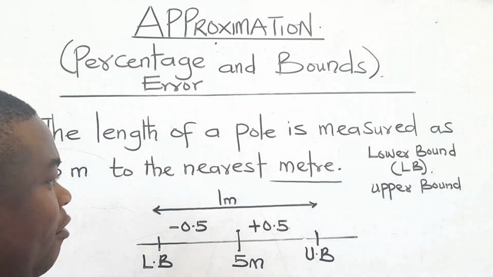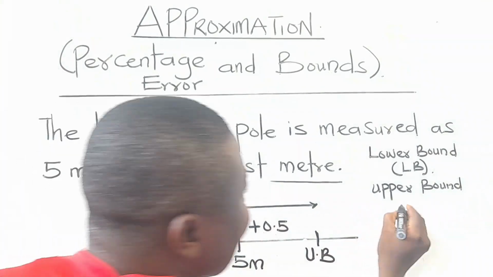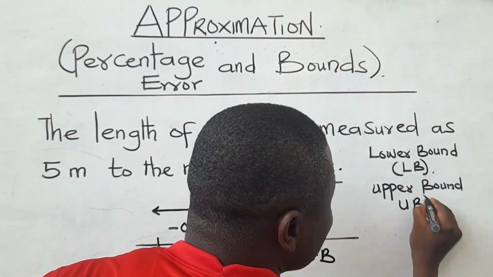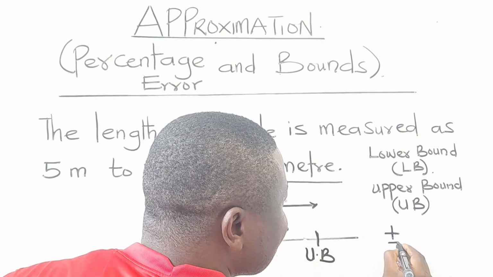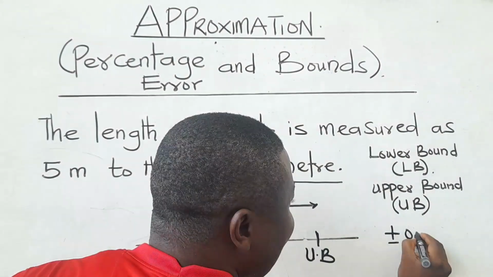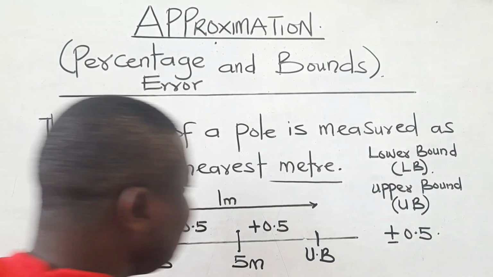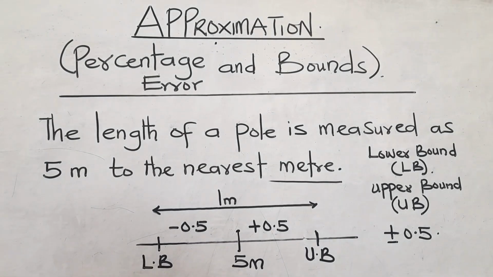That's what it's saying. Or in essence, we can write, okay, this is upper bound. We can say this is plus or minus 0.5. We're still saying the same thing.